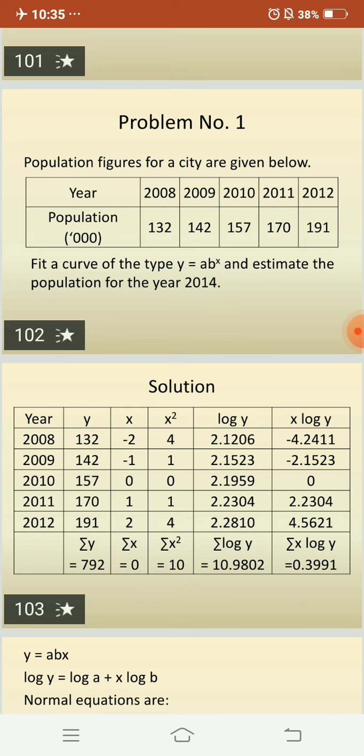Afterwards, after calculating log a and log b, you need to calculate the a and b constant values, and after calculating them, you need to fit those values in the given equation, that is y equals a b raised to x. In place of x you need to substitute the estimated value, 2014 minus 2010. Here you get 4. If you substitute 4 in the given equation, you get the population in 2014. So let us start the problem.